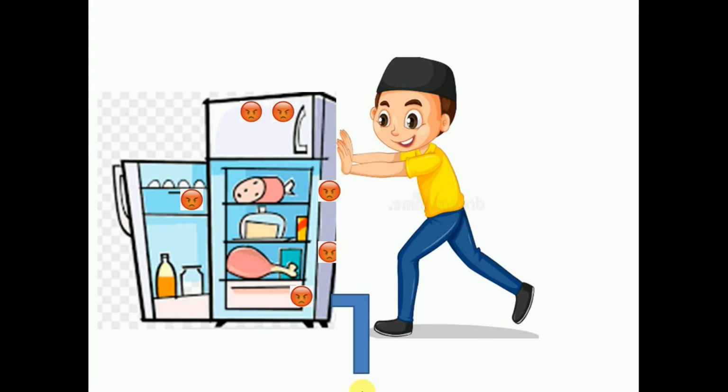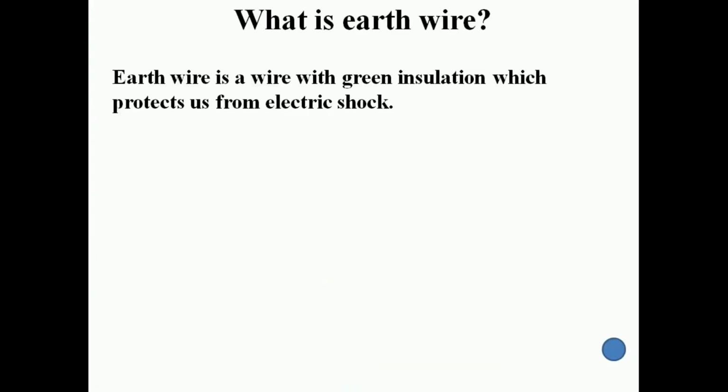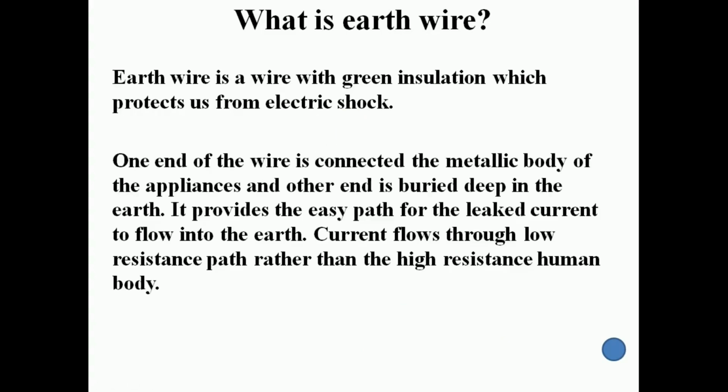One is through our body and one is through the conductor. Our body has more resistance than a normal conductor, so the current will find an easy path through the conductor to go to the ground. Instead of going through our body, the electric current goes to the earth through the earth wire, and we don't get any electric shock. We call it the earth wire because it is connected between earth and the body of the appliance. The earth wire is a wire with green insulation which protects us from electric shock.